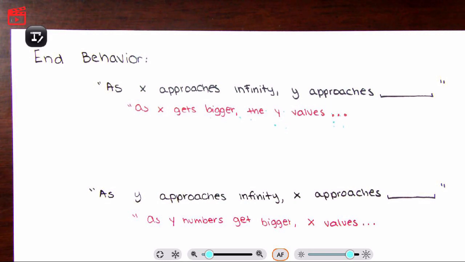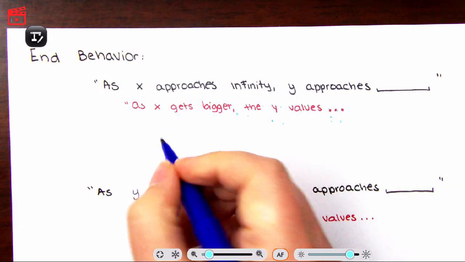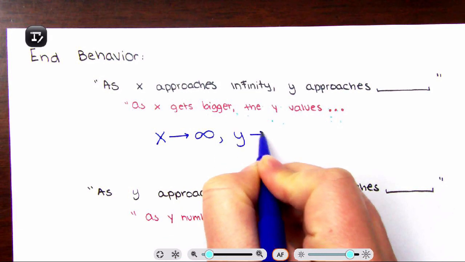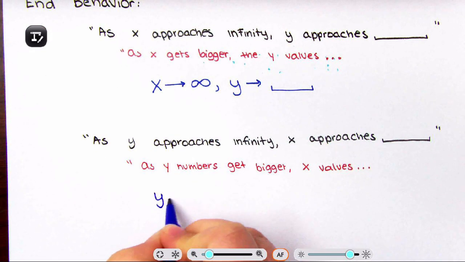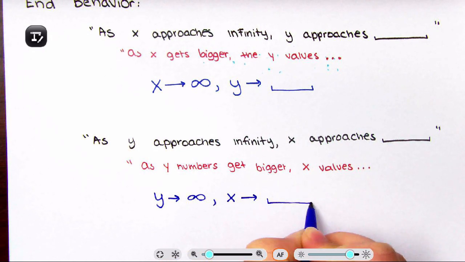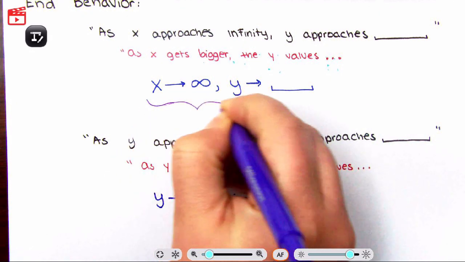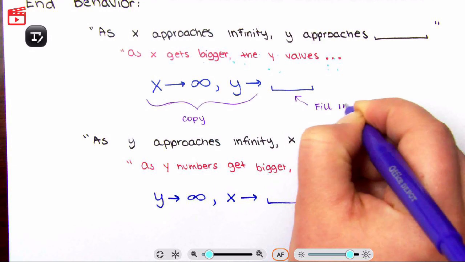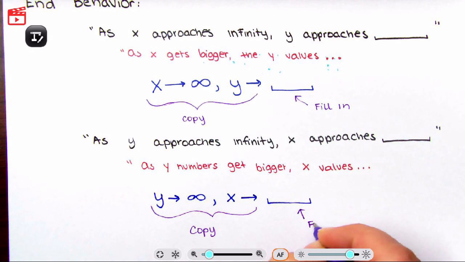In mathematics, mathematicians are lazy, so I don't want to write all of this. I'm going to use symbols. And the symbols we're going to use are as such. As x approaches infinity, y approaches blank. And the same thing is true as y approaches infinity, comma, x approaches blank. Basically, you're going to copy this part and fill in this part. And again, same thing here, copy this part and fill in this part.